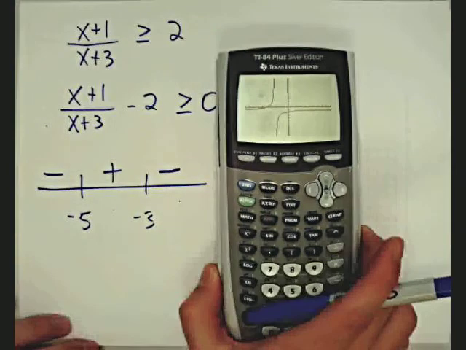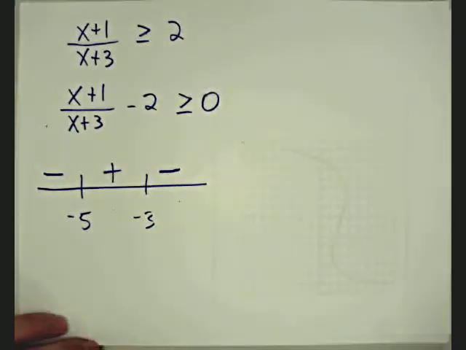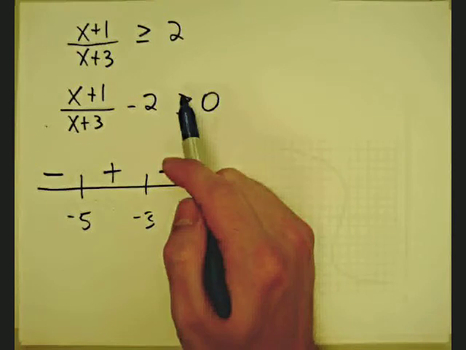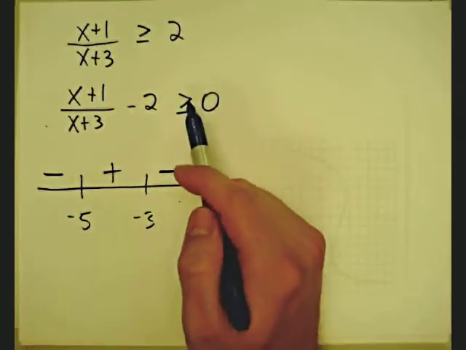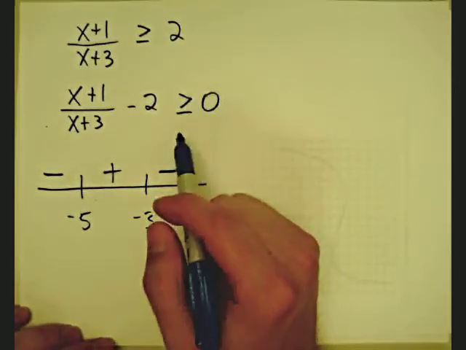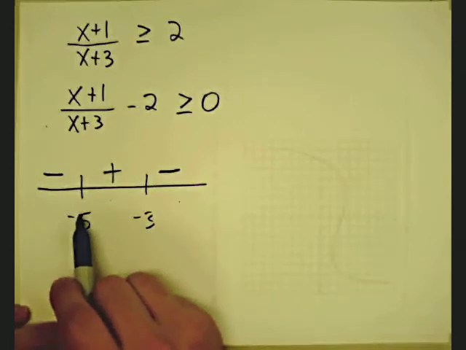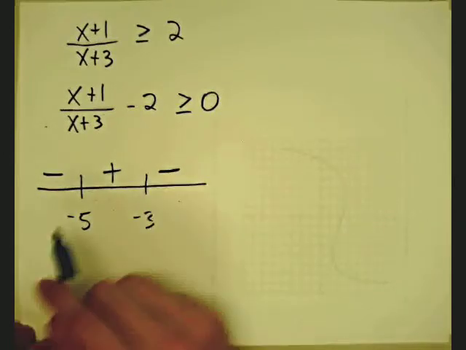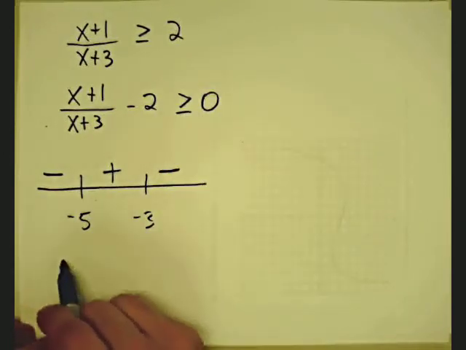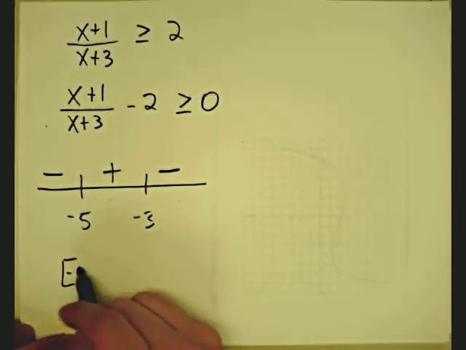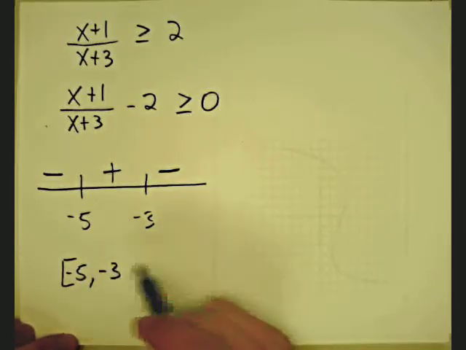Okay, looking at our inequality, we want to be greater than or equal to 0, so that's when the graph is positive. Okay, so from negative 5 to negative 3, greater than or equal to, we'll start with a bracket at negative 5 to negative 3.